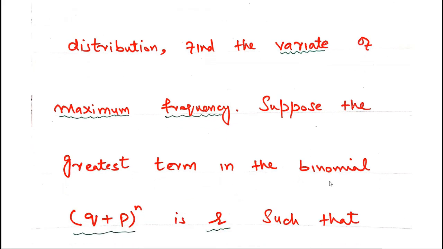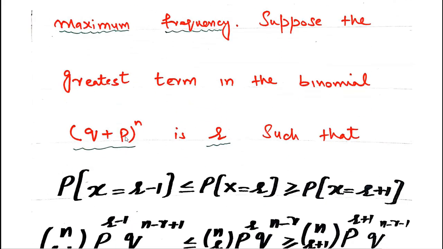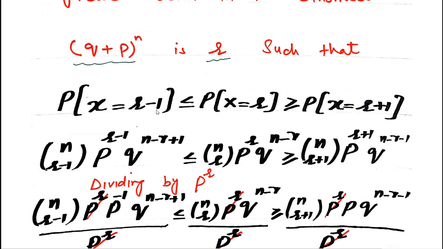Suppose that the greatest term in the binomial distribution (q plus p) whole power n is r. R is the maximum term, we suppose that. So one term minus, which is the preceding class, probability of X equal to r minus 1, is less than or equal to probability of capital X equal to r, which is the maximum frequency. This is also greater than or equal to probability of X equal to r plus 1, which is the frequency of the following class of the modal class. One term increase, here one term decrease.